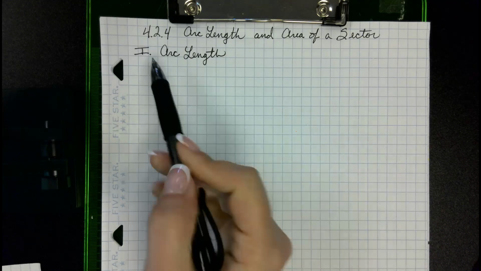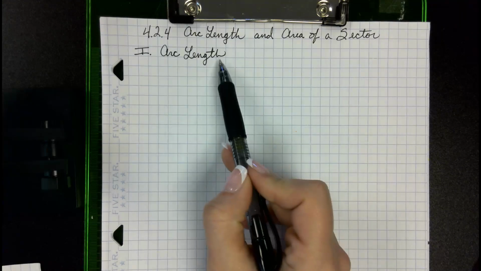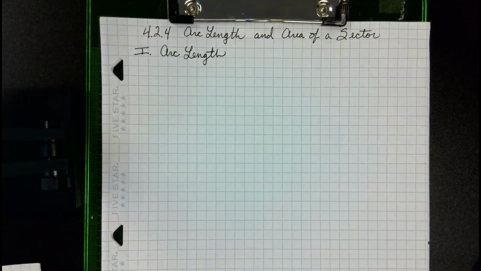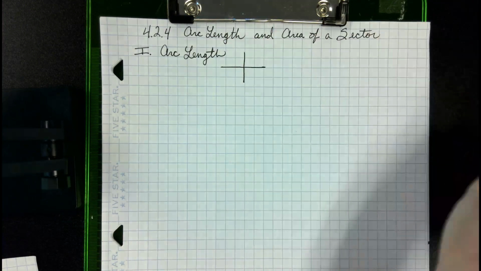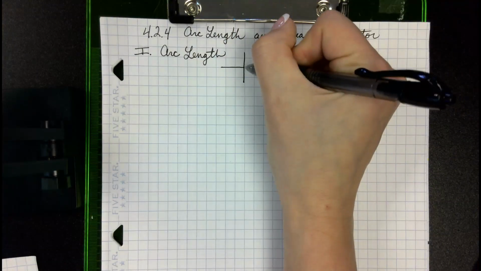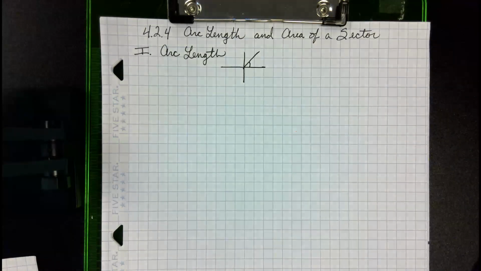So we're on chapter 4, section 2, day 4. First we're going to talk about arc length. So let's do a little quick sketch of what I'm talking about. You have XY axis. Put an angle on there anywhere you want. The value of the angle is not really important.